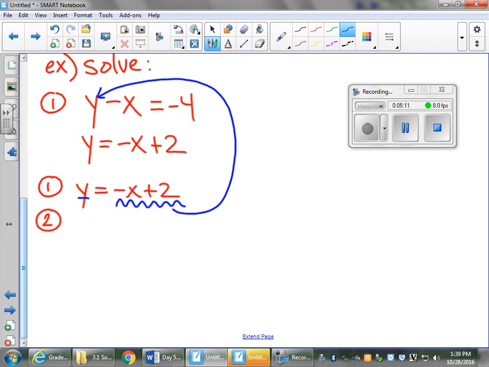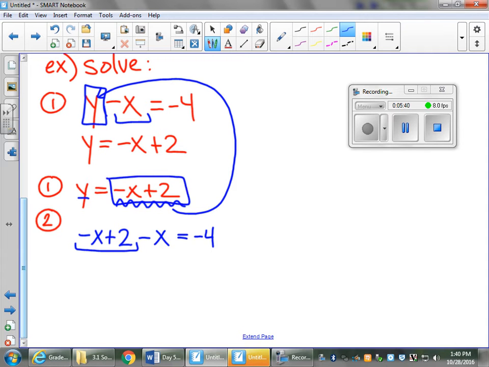So let's look at that top equation. y minus x equals negative 4. Instead of writing this first y, I'm going to write the other equation, which is negative x plus 2. Then I still have this minus x term, and it's still equal to negative 4. So this negative x plus 2 was originally a y variable, but I know what y equals. y equals negative x plus 2, so I replaced it. I'm going to combine my like terms. I have a negative x and another negative 1x to get negative 2x plus 2 equals negative 4.